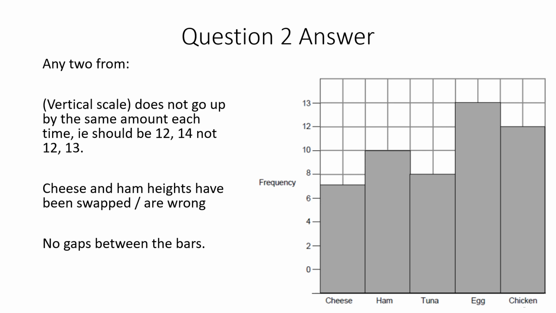Okay, so we can have any 2 mistakes from these here. The vertical scale does not go up by the same amount each time. It should be 12, 14, not 12, 13, as you can see there, because it's going up in 2s until that point. 0 should also be down here as well. And the cheese and the ham heights have been swapped and are wrong. So think about what it said on the previous slide. The heights were wrong for those data. So that's one thing to always look for.